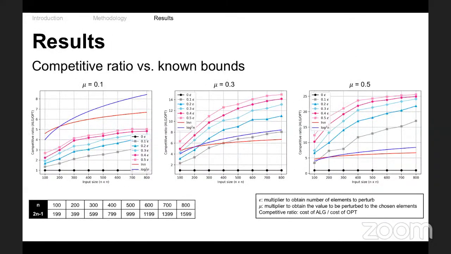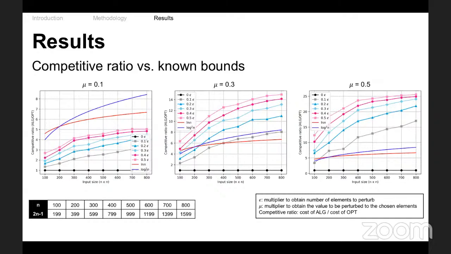But when you increase the value of epsilon, so epsilon, to refresh, is the size of the perturbation value. It is scaled by the max value in our case. So when it increases, in this case, in 0.3, when mu is 0.3, our algorithm performs better only when the size of the matrix is 400 and below on an epsilon value of 0.1.